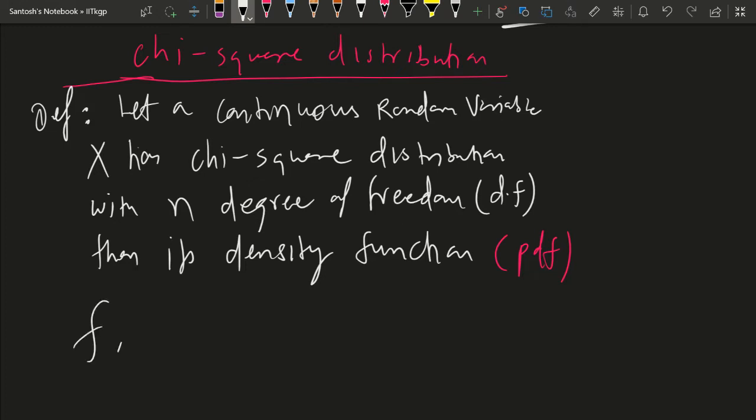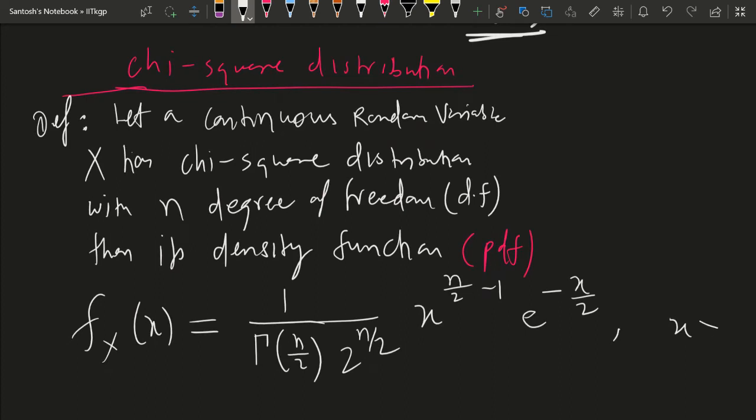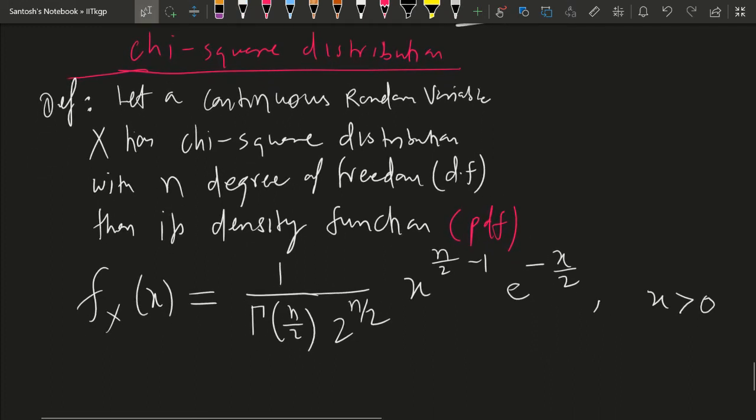What is the PDF? We write f(x), the variable is x. That is 1 upon gamma(n/2) times 2 raised to power n/2, and x raised to power n/2 minus 1, and e raised to power minus x/2, where x is positive. So this is the PDF.